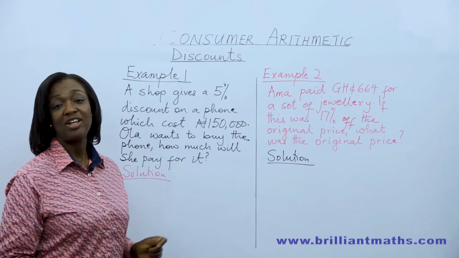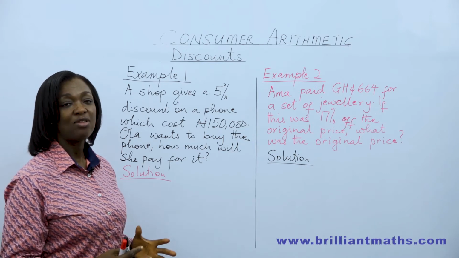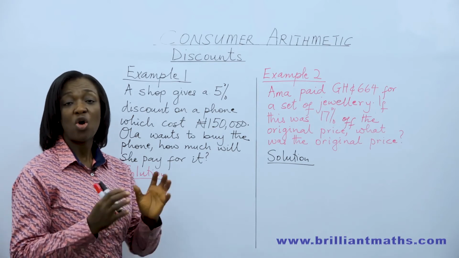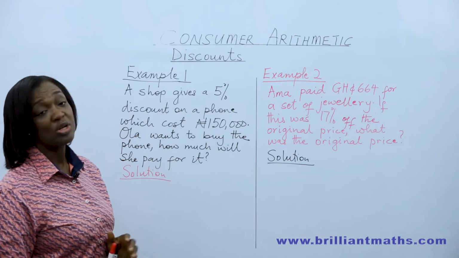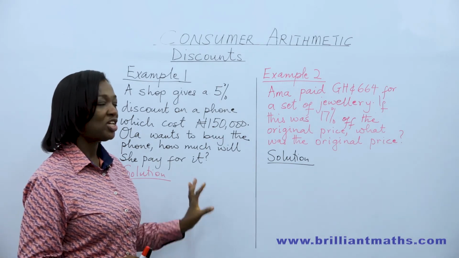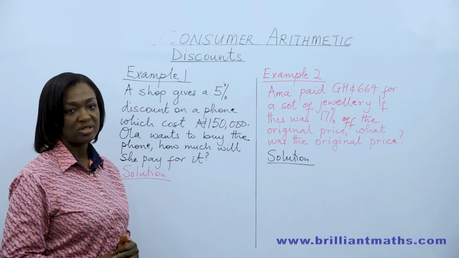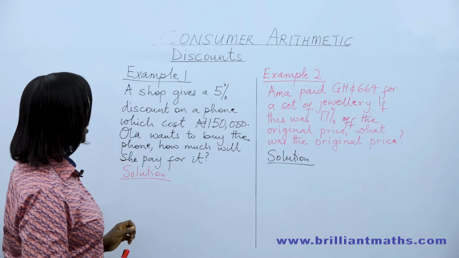Here we want to calculate discounts. What is a discount? A discount is an amount of money that has been taken out of the original cost of an item. I have two examples on the board, and I would like you to pay attention and notice the difference between the two questions and how you can solve them. Example 1.